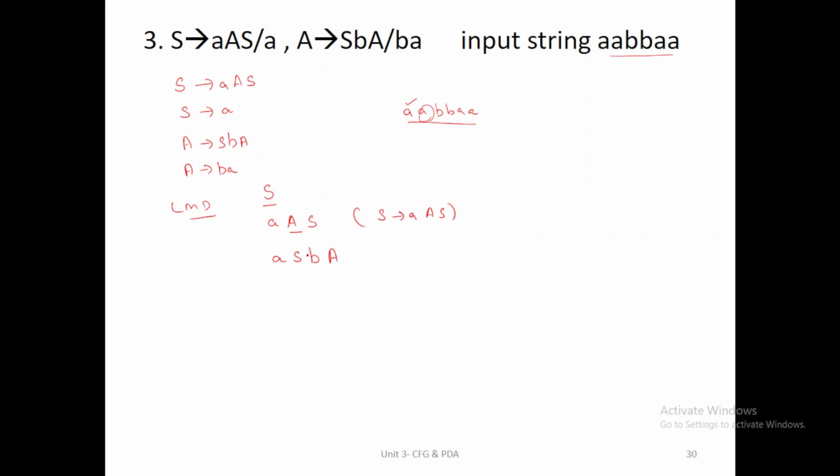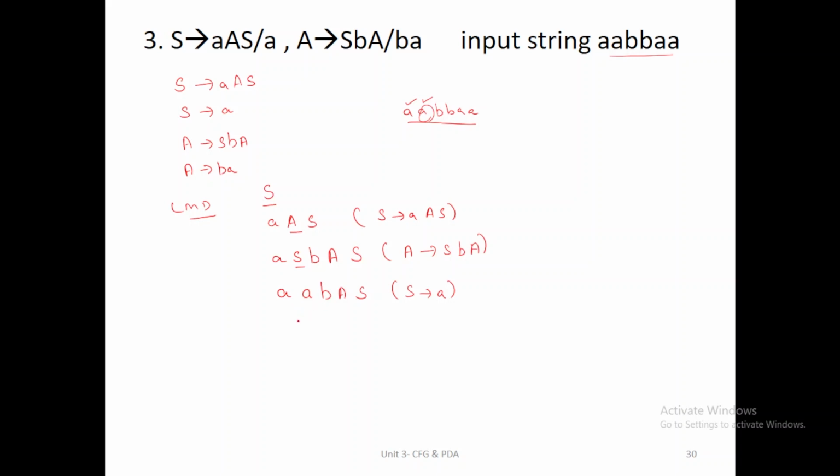So instead of A, I am using SBA. The remaining symbols are the same, so you just write as it is. So A should be replaced as SBA. Then consider there are 3 non-terminals available. You should substitute from the left side onwards. The first left side symbol is S. So either you can use the first production or the second production. You just check the second symbol is A. So I substitute the second production. The remaining symbols are the same. So I am using the second production. You write the second production in brackets.